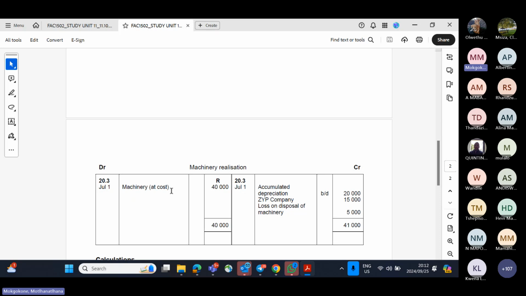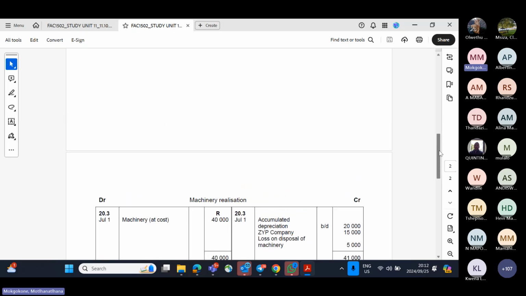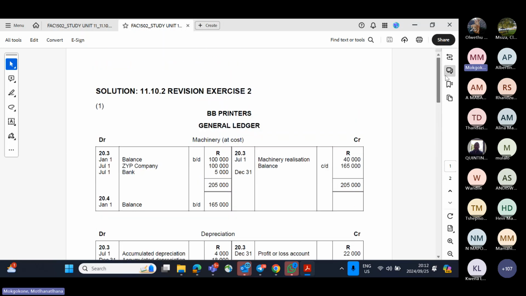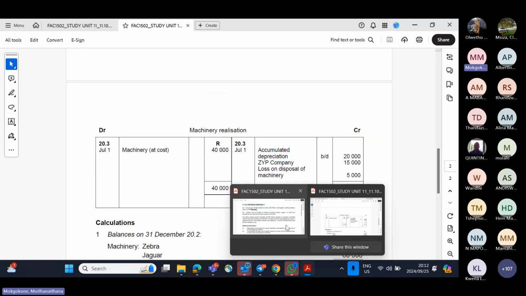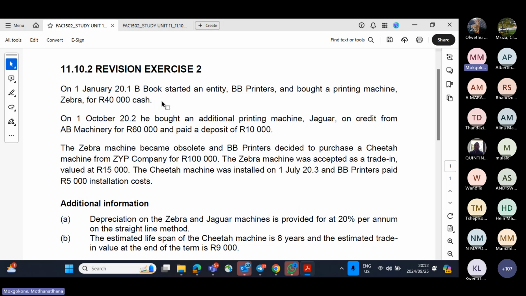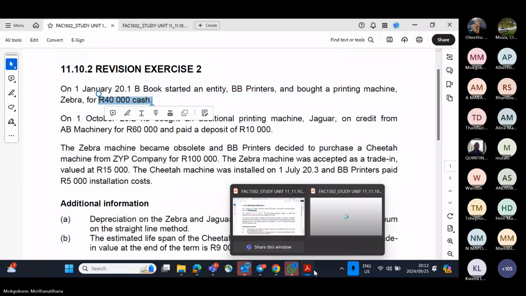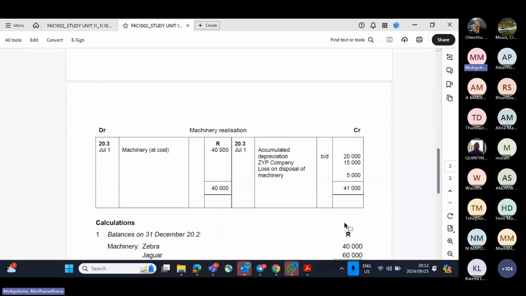The other step is to take out the cost price of the disposed asset, the Zebra machine, and transfer it to the debit side of the realization account. The cost price of the Zebra machine is given here. We followed the step here.